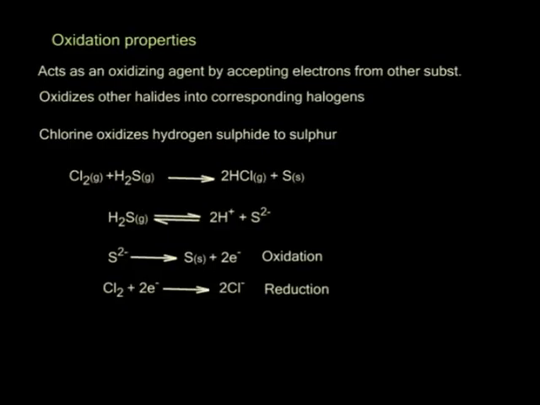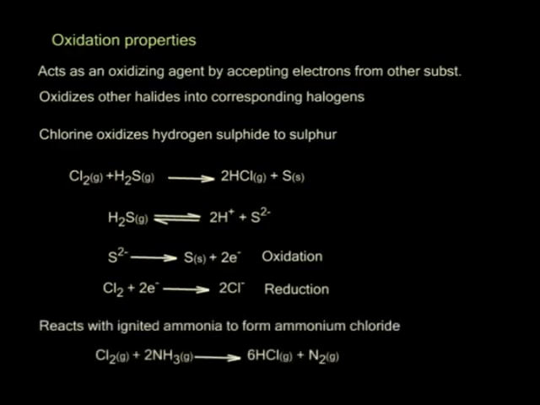When ignited, ammonia reacts with chlorine, forming hydrogen chloride and nitrogen. In this reaction, ammonia is oxidized to nitrogen by loss of hydrogen atoms. Chlorine is reduced by gain of hydrogen atoms. By donating hydrogen atoms, ammonia is behaving like a reducing agent. By accepting the hydrogen atoms, chlorine is behaving like an oxidizing agent.